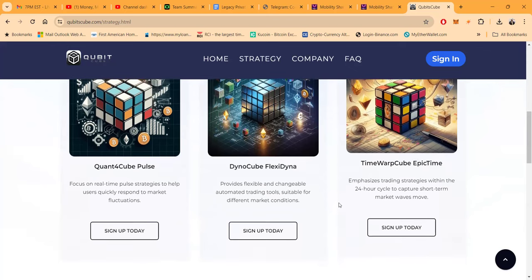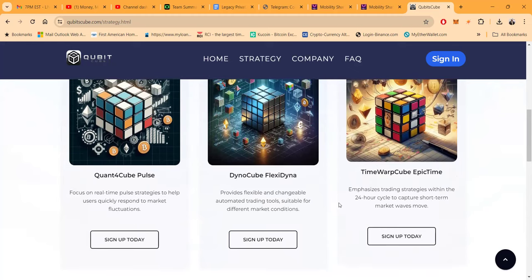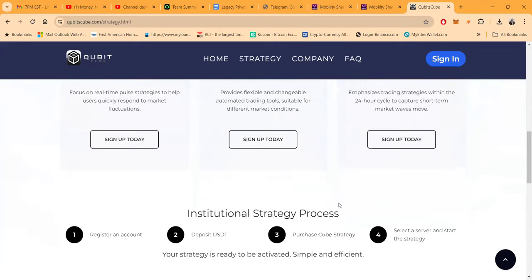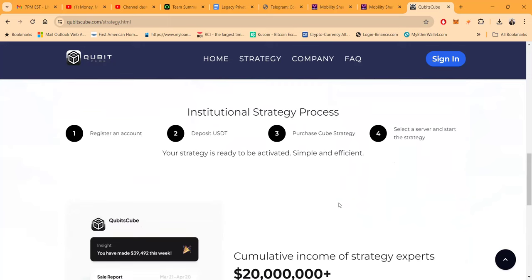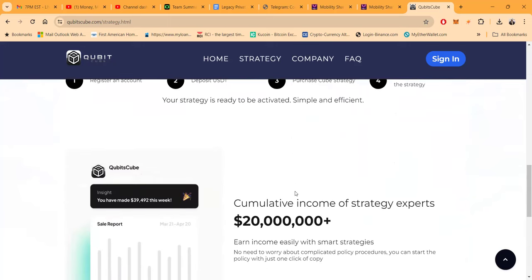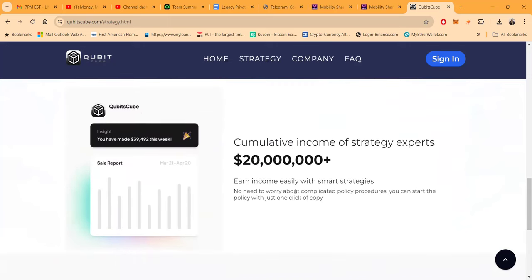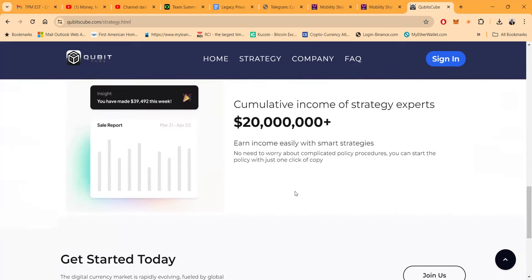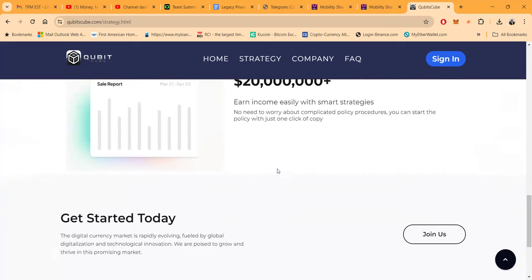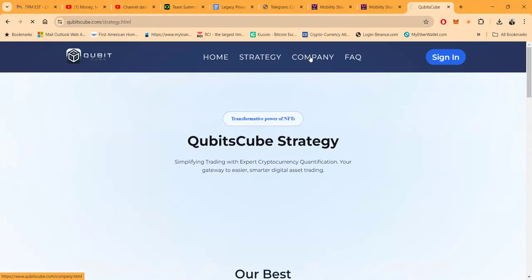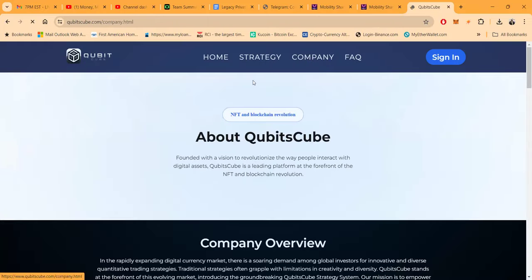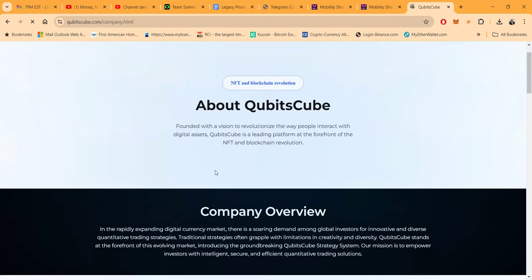Now, you may be wondering, like, well, what do the packages pay? Well, they pay between 1.9 to 3% per day. So, folks, once again, it's another one of those platforms, brand new, hot and out, that's paying some ridiculous income, right? Folks, they have cumulative income strategy experts of over $20 million. Very easy to get started today. Here's a little bit about their company. Then I'm going to pop open the back office, right?